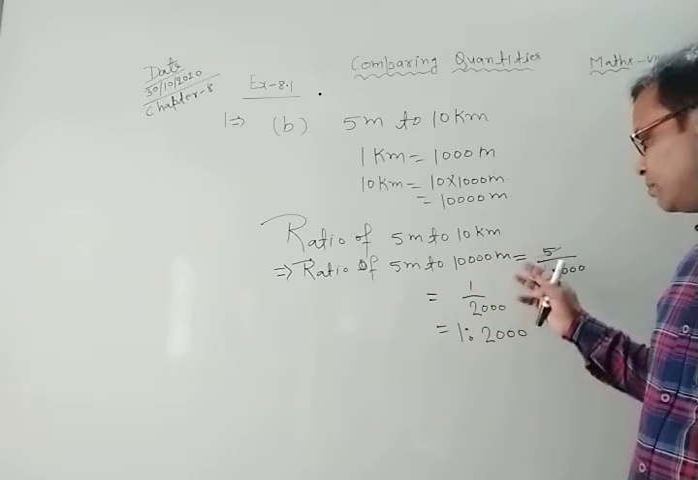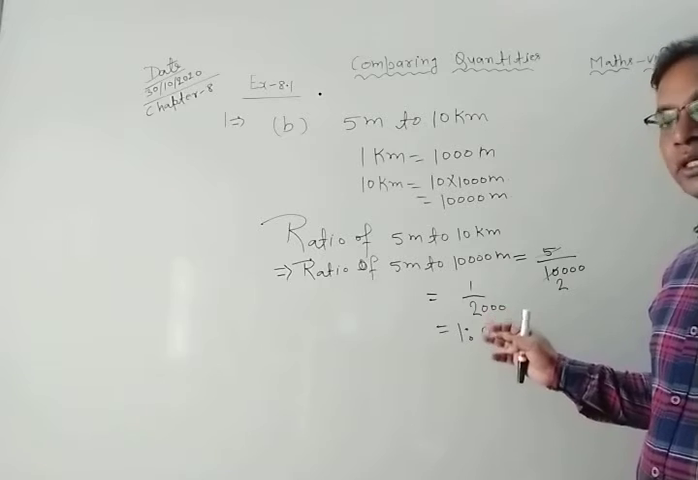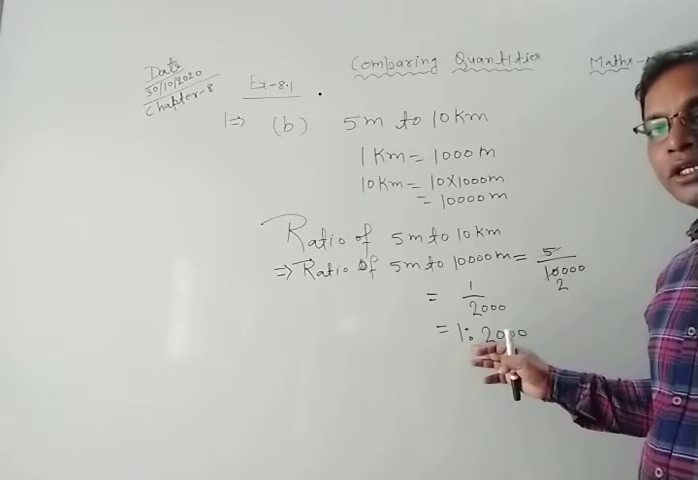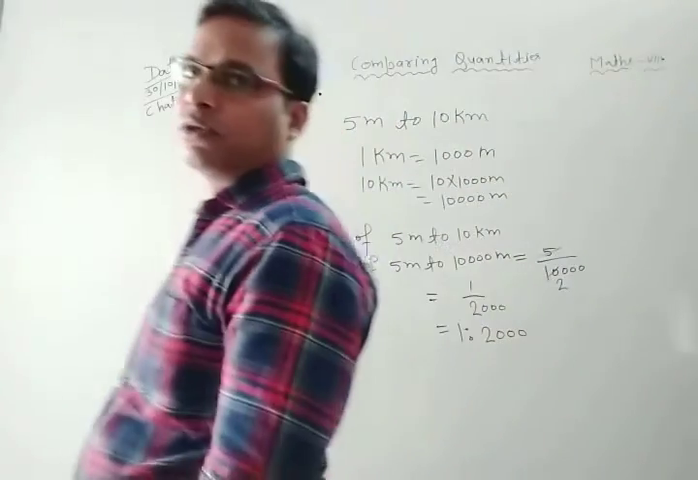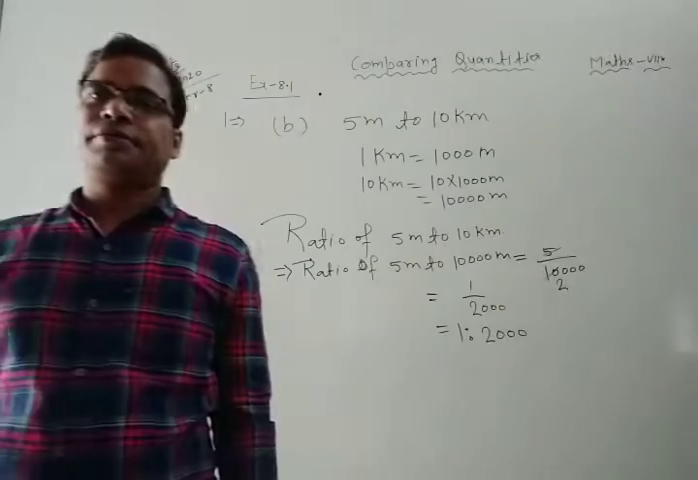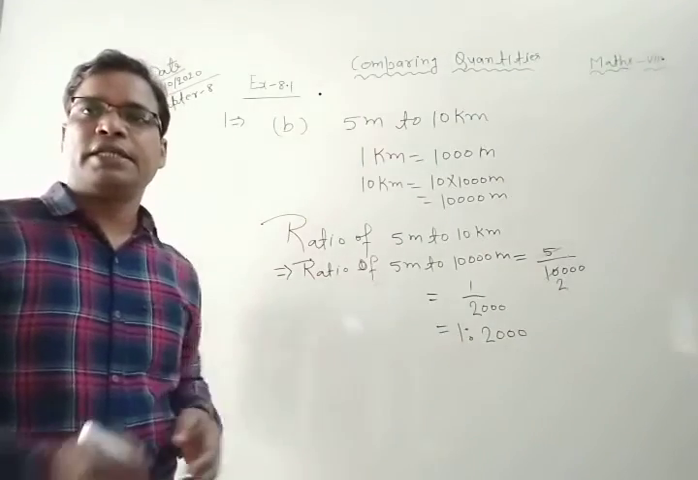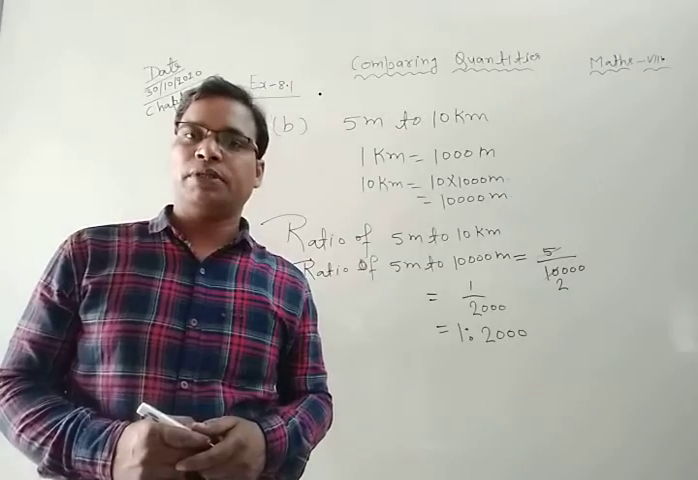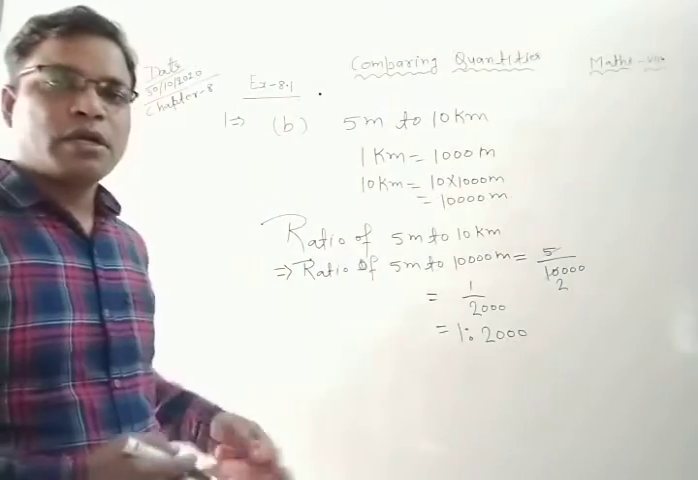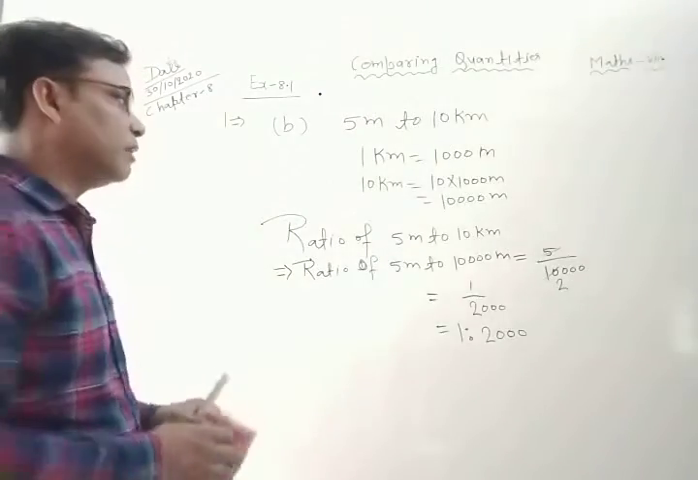This is equal to 5 by 10,000, or you can write it 1 upon 2,000. Or our required ratio is 1:2,000. Now the third part of question number 1 is to find the ratio of 50 paise to 5 rupees. So let's see how to find the ratio of 50 paise to 5 rupees.